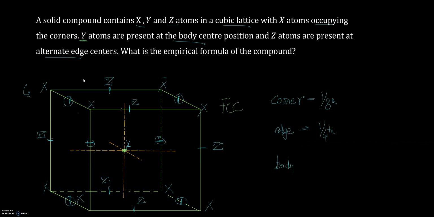So body center is simply the whole atom. It's right in the center. It's not sharing it with anything else. How do I get these numbers? If you don't remember the theory, it is pretty straightforward.